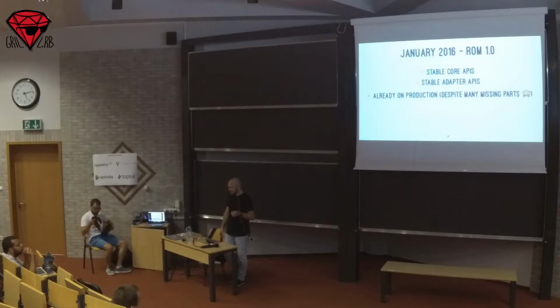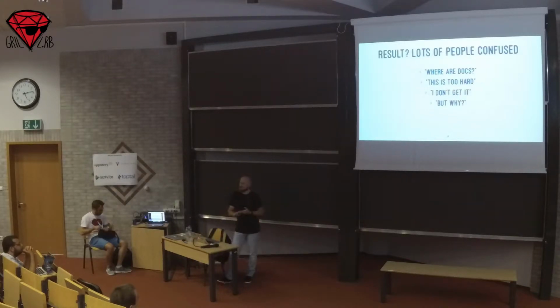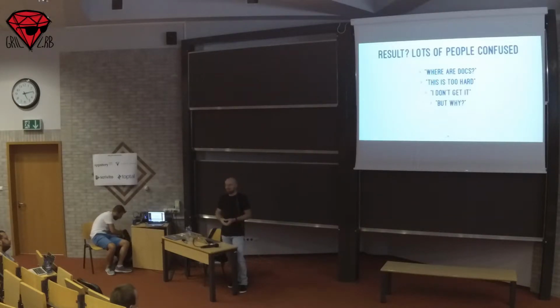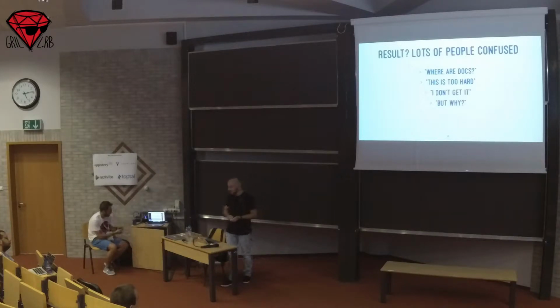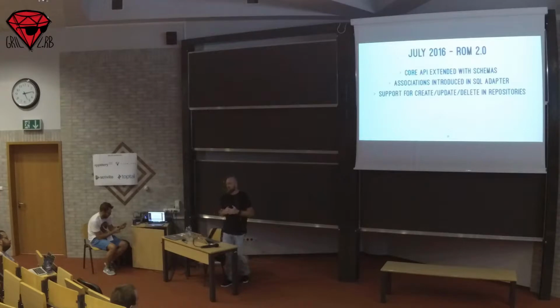Now, at that point, people already started to use ROM in production, so that was interesting because it didn't have a lot of useful features. And the result of this release was a bit interesting because a lot of people were confused. Like, where are the docs? Like, this is too hard, why even bother? I don't get it. A lot of reactions like that. And that was fine. 6 months later, we released 2.0.